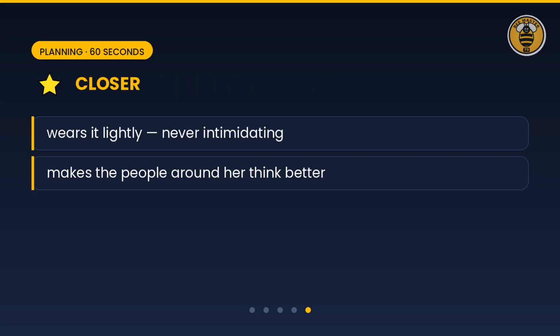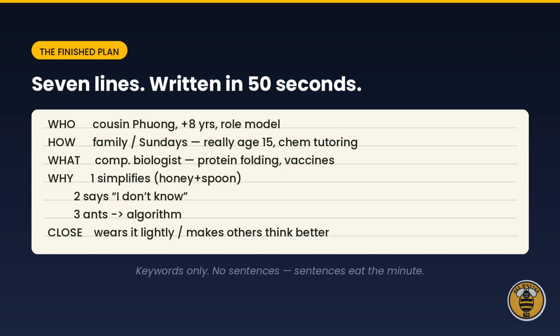Finally, plan your last sentence. Never trail off. Land on an idea. And that is the whole plan. 7 short lines written in about 50 seconds. That is all you need to speak for 2 minutes.